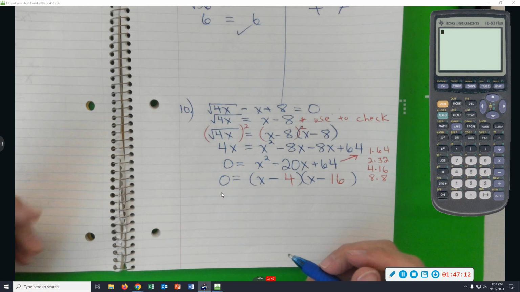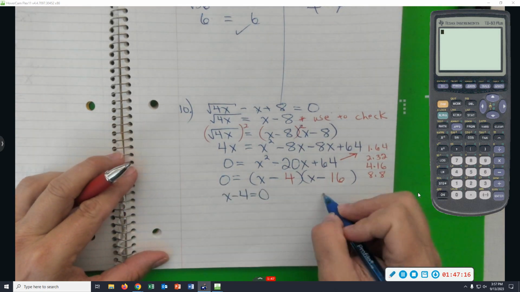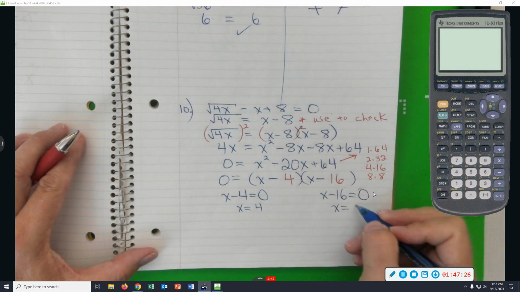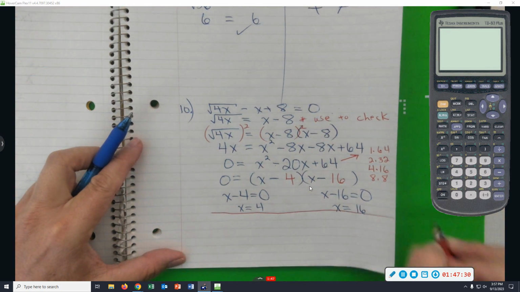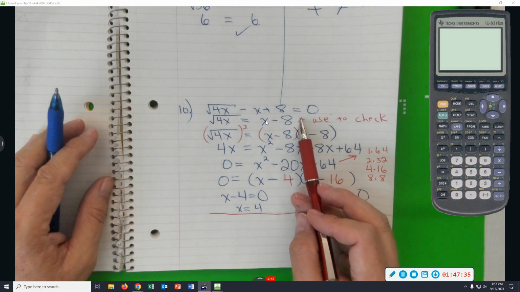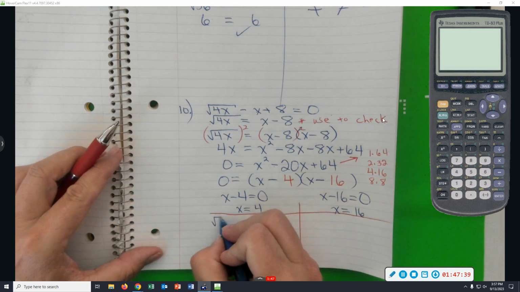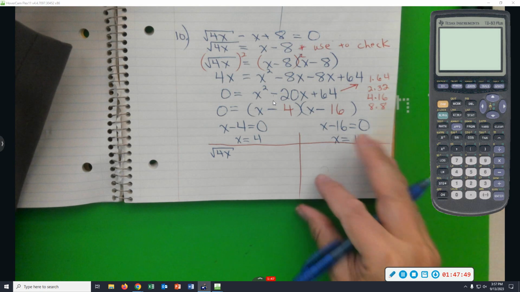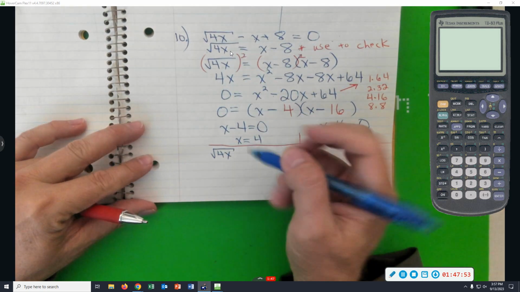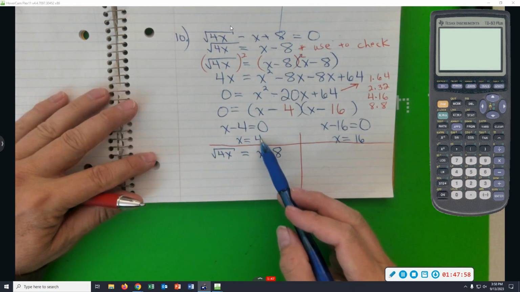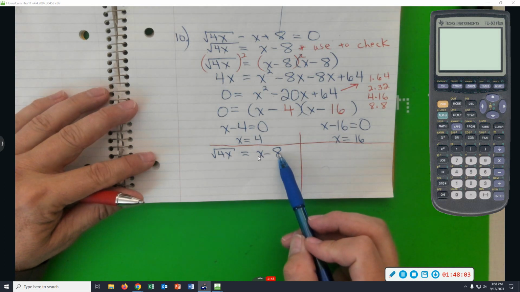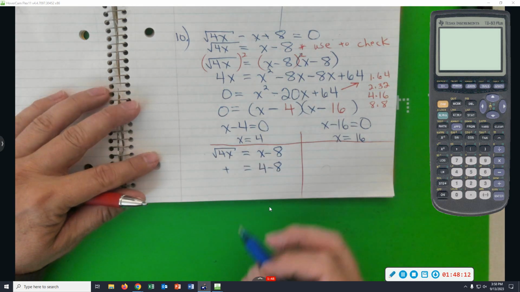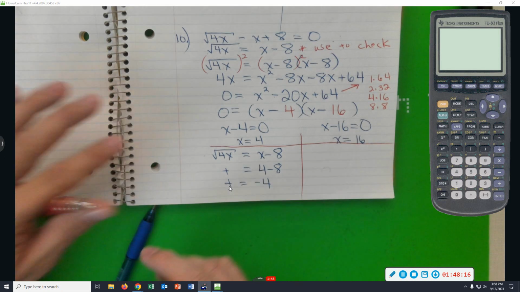So what do we do next? Set x minus 4 to 0 and x minus 16 to 0, to give us x equals 4 and x equals 16. And check. We're plugging it into the isolated form, the square root of 4x equals x minus 8. I can tell that 4 isn't going to work. 4 minus 8 is negative 4. What sign do we have there? A positive. Can negative 4 equal a positive number? So 4 does not work.